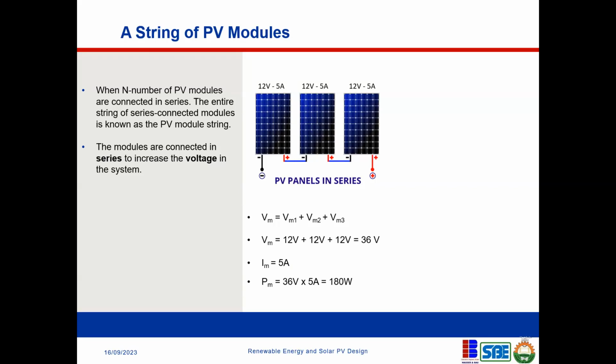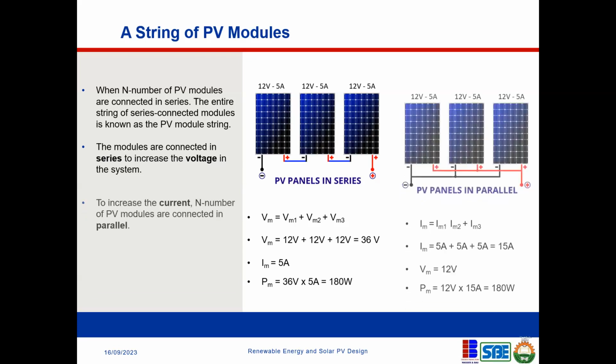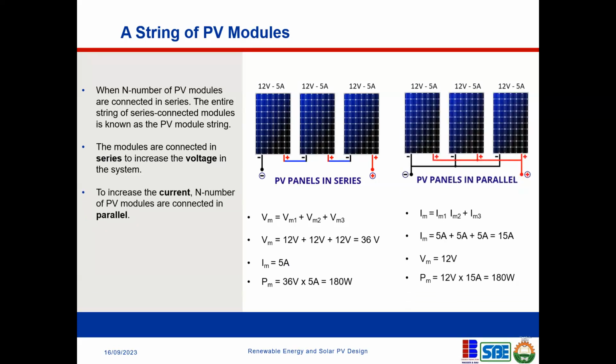So whenever you connect modules in series, you are increasing the voltage. In other words, whenever you connect modules in parallel, you are increasing the current. Let us take note of this. Now, no matter how you choose to connect them, whether in series or in parallel, your total power output remains the same. It doesn't change your total power output. So this is PV connections in series, and this is PV connections in parallel.